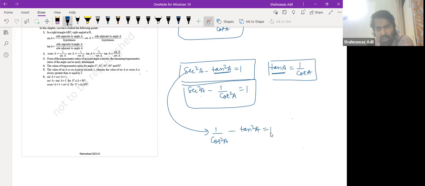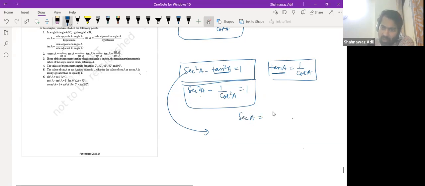This thing you are telling. Then what is the reciprocal of sec? Where do you want to use it? I'm telling sec A is equal to 1 by cos A. So sec is 1 by cos. Yes, that is correct. Absolutely correct. So that is what I'm saying.